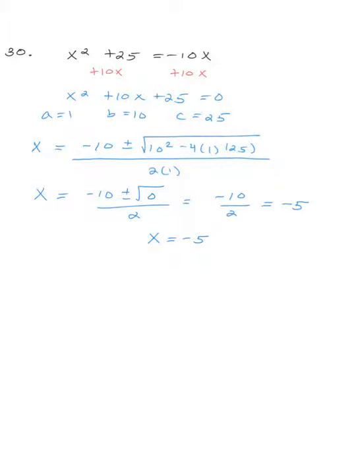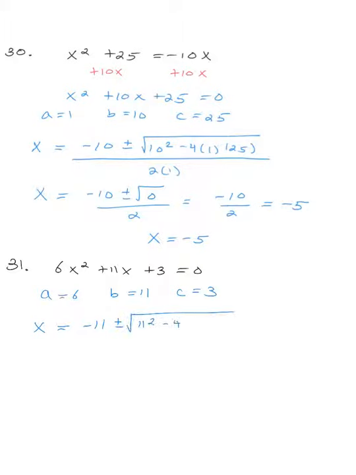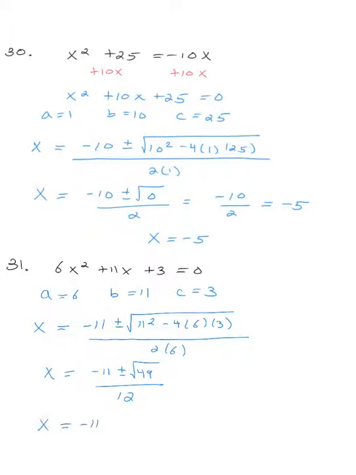This one's already set up for us, but a is equal to 6, b is equal to 11, and c is equal to 3. This means x is equal to negative 11 plus or minus the square root of 11 squared minus 4 times 6 times 3, all divided by 2 times 6. So let's simplify this one. This is negative 11 plus or minus the square root of 49 all over 12, or x is equal to negative 11 plus or minus 7 all over 12.